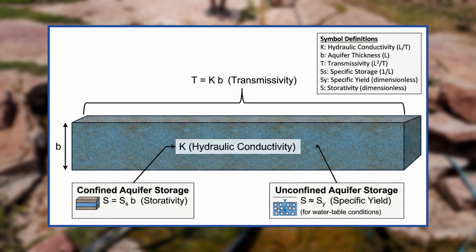Together, these two properties are used to derive parameters like transmissivity, which means thickness of an aquifer, and storativity. These are used to evaluate the long-term yield and response of an aquifer system to pumping.